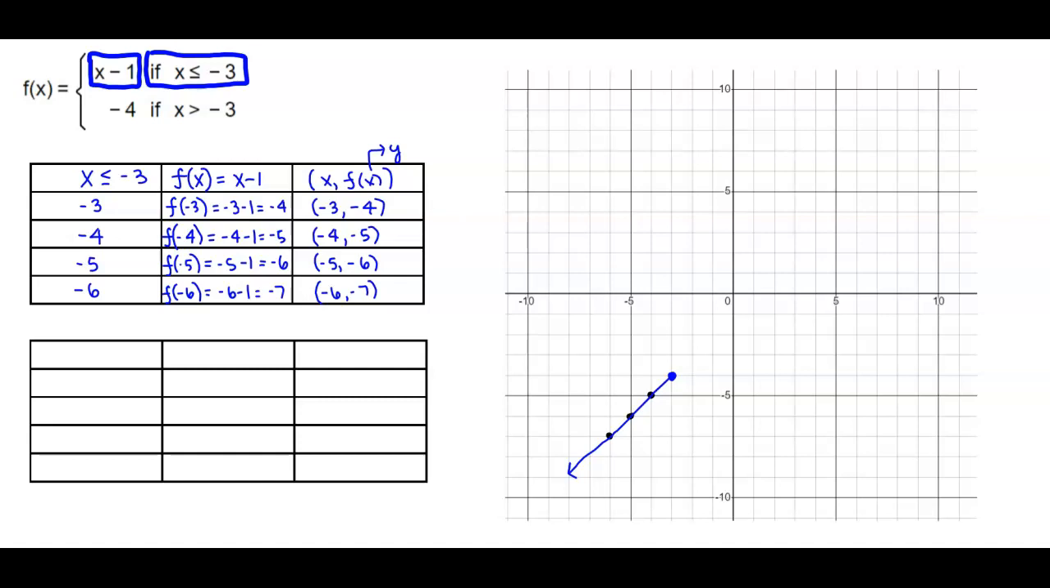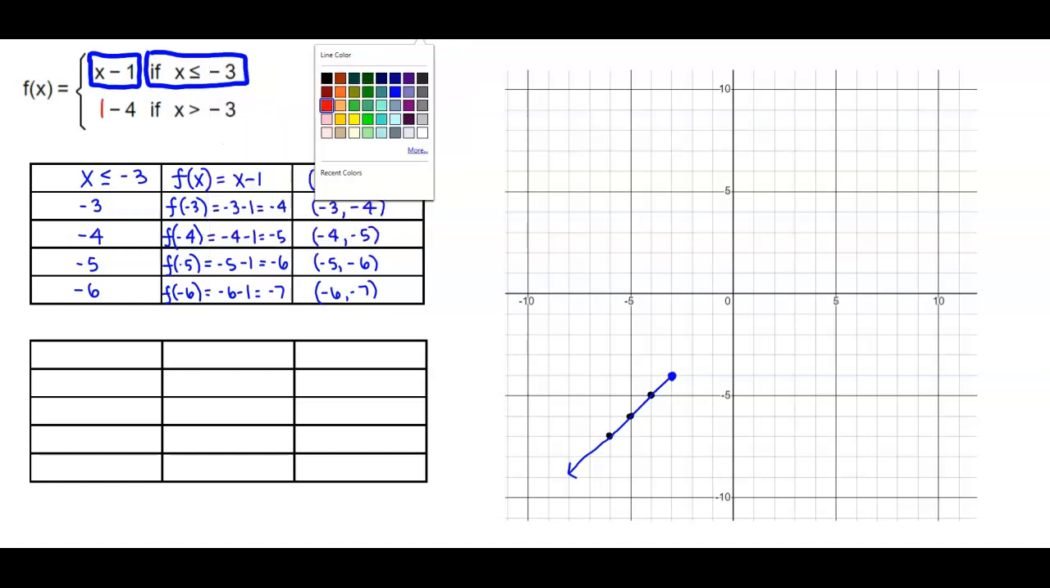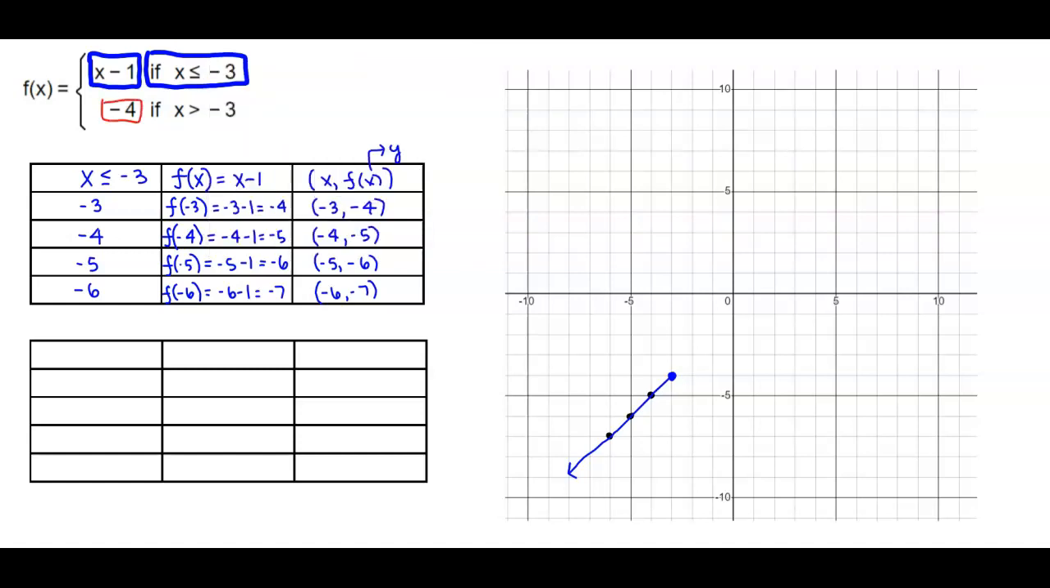Now the next function we have is f of x equal to negative 4 if x is greater than negative 3. Again, we have our x, and we know the function f of x is going to equal negative 4. We want to find the ordered pair for that function, and remember that f of x represents y. Recall the restriction is that x must be greater than negative 3, which means we cannot include negative 3. So we have to pick a value greater than negative 3. A number greater than negative 3 is negative 2.